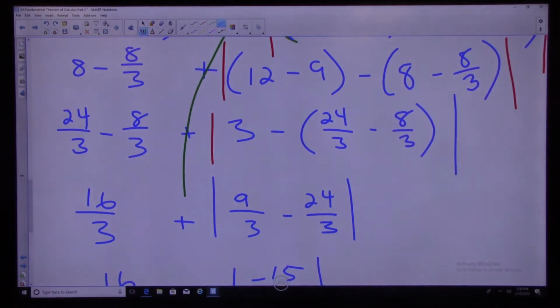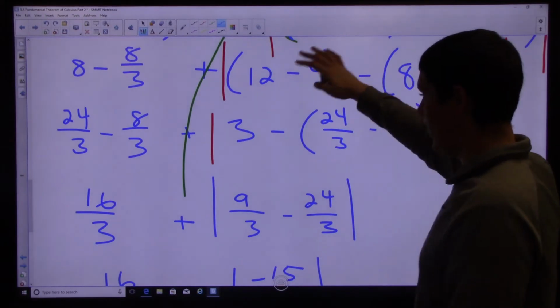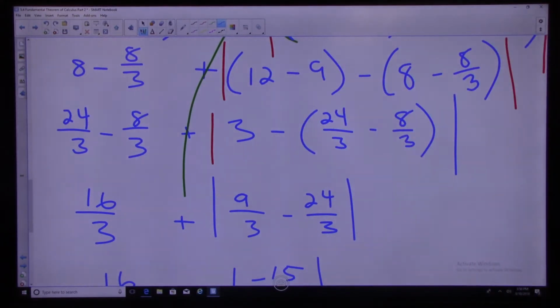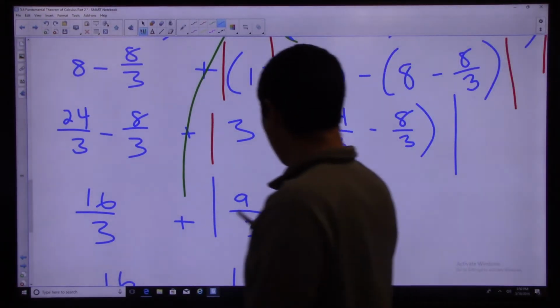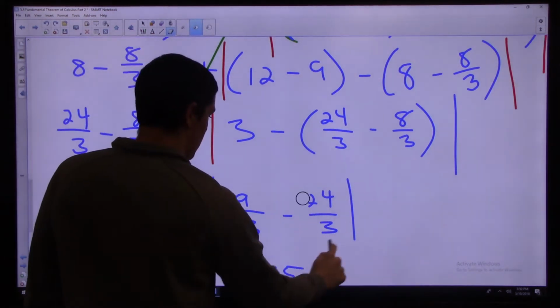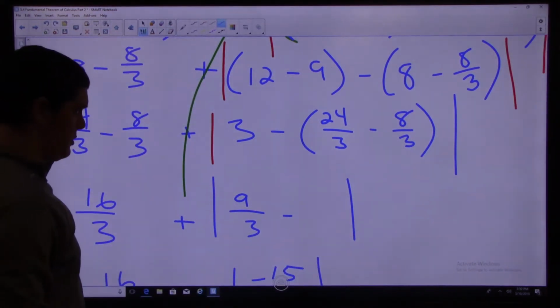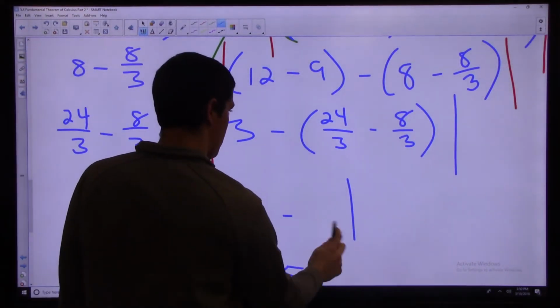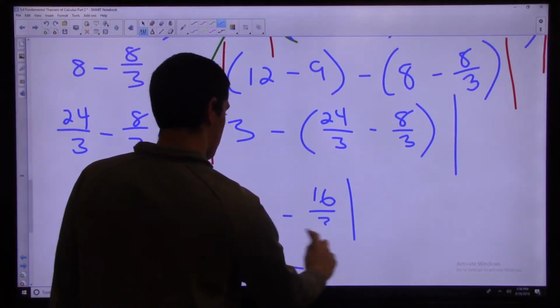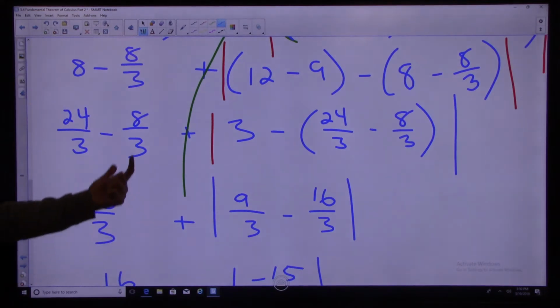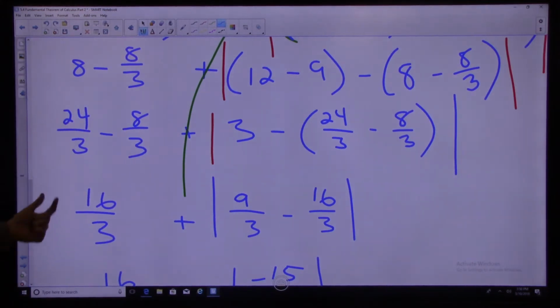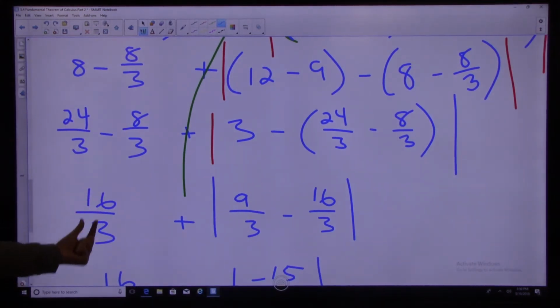Don't do that. And I know my color codings are all off, guys, sorry about that. So, this would be 9 thirds. Get rid of that. 9 thirds minus 16 thirds. Yeah, I was looking back over here and I put 20. Okay, so yeah, that makes sense. 9 thirds minus 16 thirds.